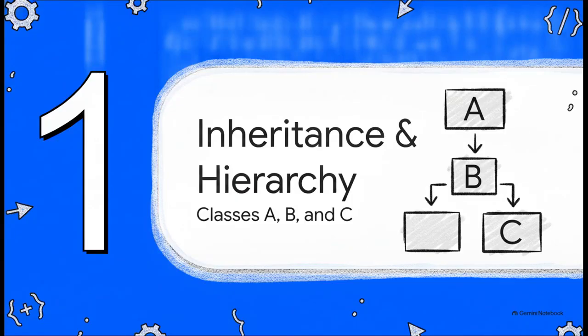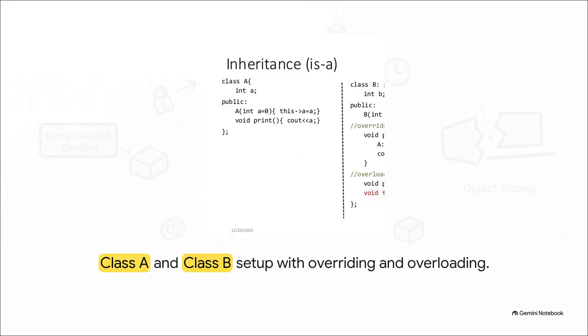Okay, part 1, inheritance and class hierarchy. We're setting up classes A, B, and C. So we're establishing a classic is-A relationship here. We start off with a base class, class A, which has a simple integer variable a and a basic print function. Simple enough, right? Then we bring in class B, which publicly inherits from class A. Because B is an A, it gets all of A's properties for free, but it also adds its very own integer B. Now take a look at how the print function is handled in class B.